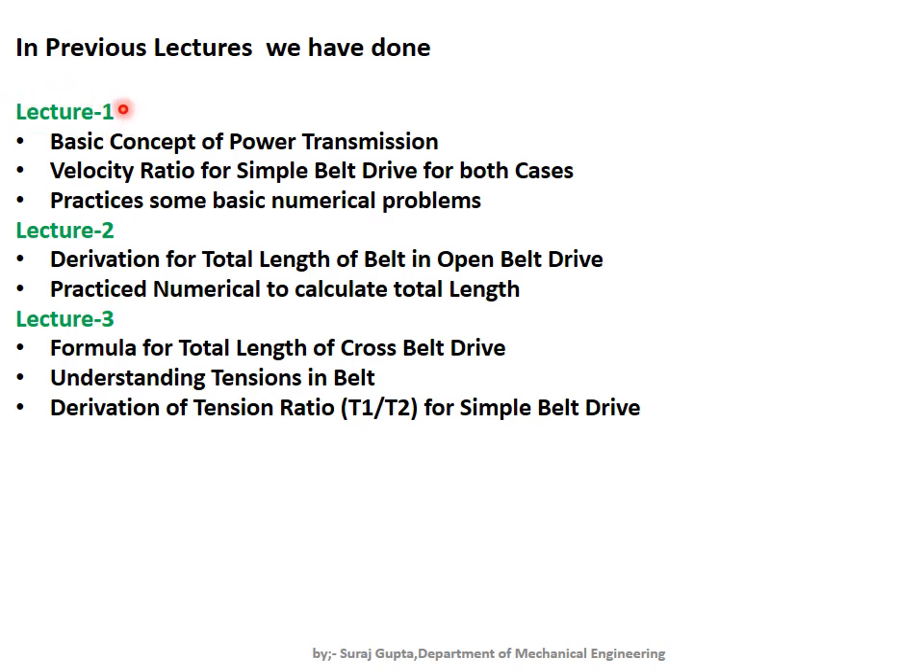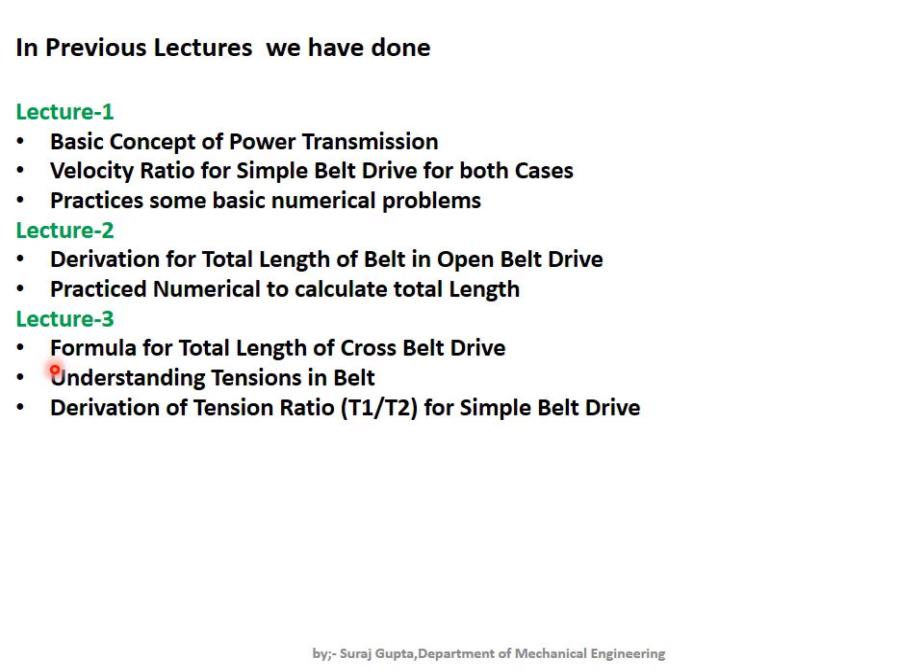In lecture 1, we covered the basic concept of power transmission. We derived the formula for velocity ratio for simple belt drive for two cases, that is slipping and non-slipping condition. And third, we practiced numerical problems depending upon these velocity ratios. And in lecture 2 we derived the formula for total length of the belt in open belt drive, and we did practice numericals on the total length of the belt.